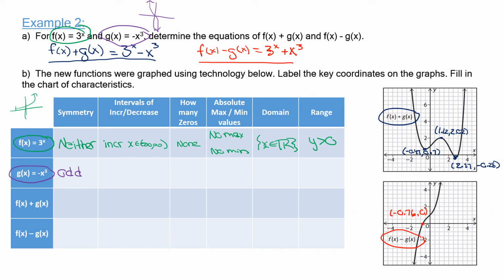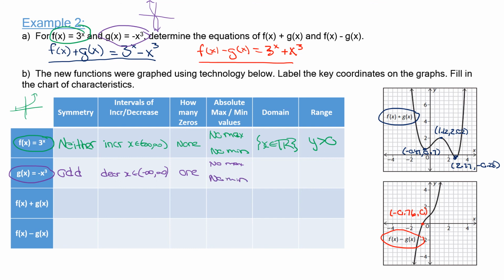What about increasing and decreasing? This one is always decreasing. So it's decreasing for x values of negative infinity to positive infinity. How many zeros? Well, as you know, if your exponent is odd, it has to cross once. Now, it could cross 3 times, but this one is only crossing once because, other than reflection, it has no stretch or compressions. Absolute max or min? Nope, none of those. No max, no min. Same as the one we just did.